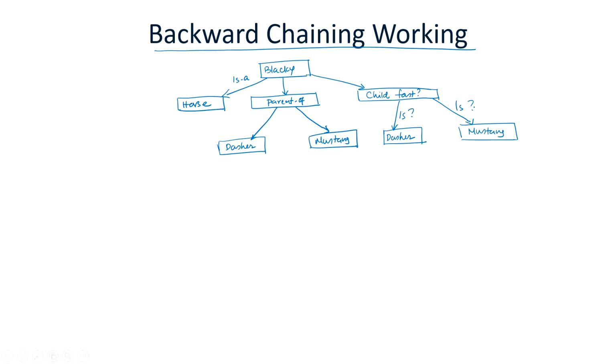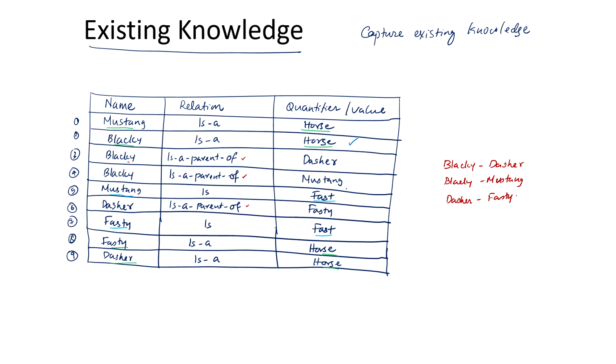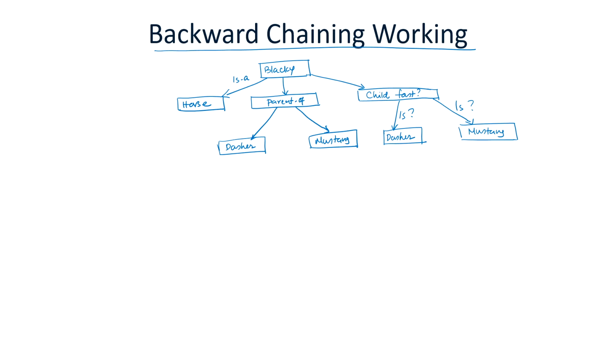So, we go back to the table and we find that Mustang is fast, and there is nothing written about Dasher being fast. Mustang is fast, that is there. So, we know that Mustang is fast. But for Dasher, this is not known. So, what do you do now? If it is not known, then you can work from the Dasher side.